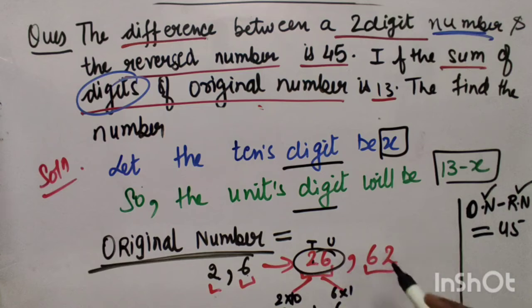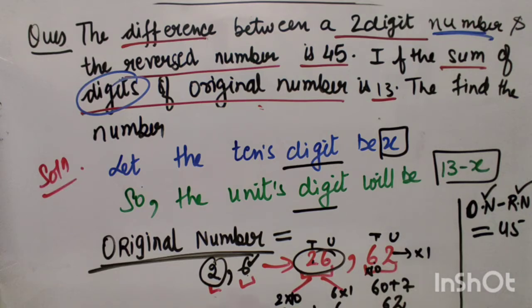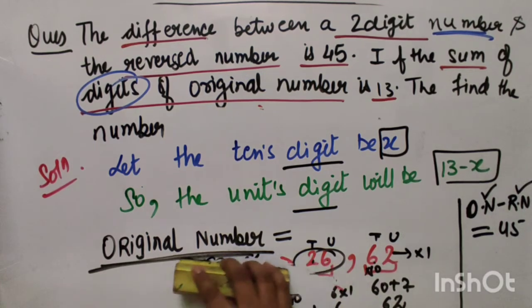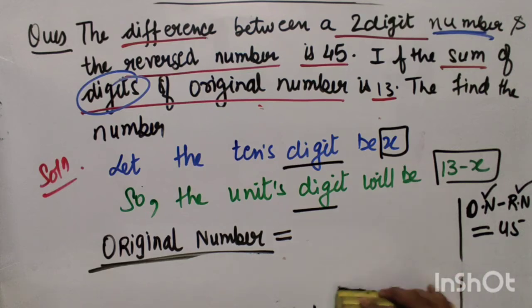In the similar manner, when we keep the other digit at tens place and the first digit at unit place, the tens digit is multiplied with 10 and the unit digit is multiplied with 1, so the number formed is 60 plus 2, it becomes 62. So from this example, we observed how we are going to form the original number. Let's see how we form it using the same trick.